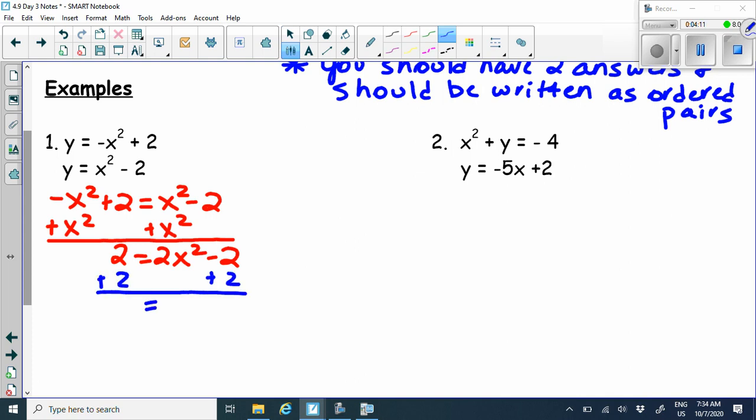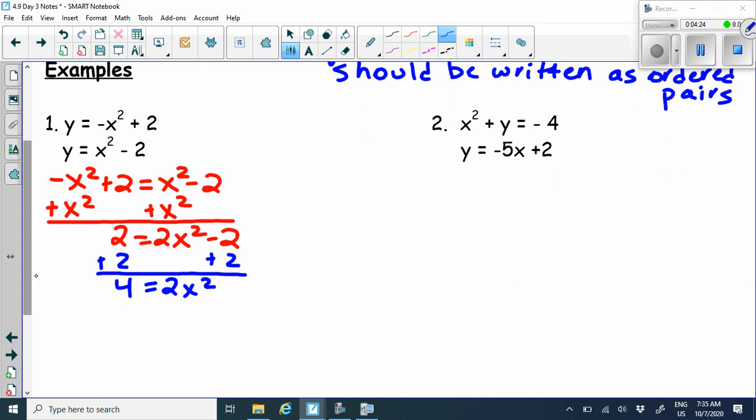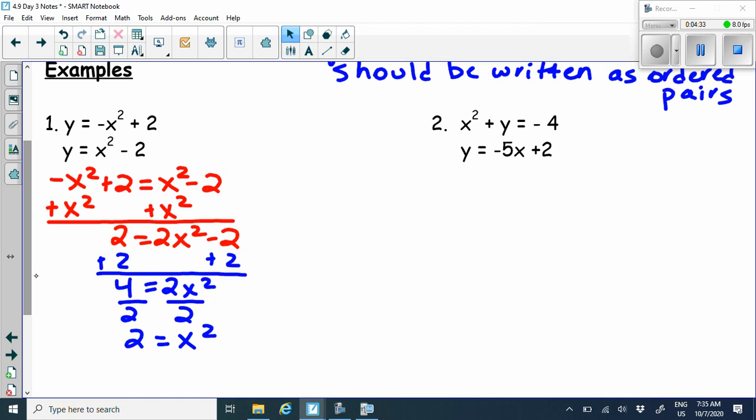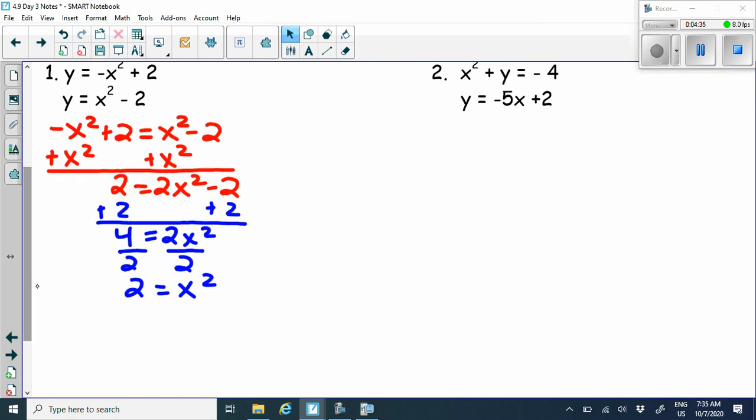And so I have 4 equals 2x squared. So now this is just like we did in 4.5, getting that base squared all by itself, okay? So I'm going to divide both sides by 2, and I get x squared equals 2. Now, I need to get rid of that square, and in order to do that, I need to take the square root on both sides.